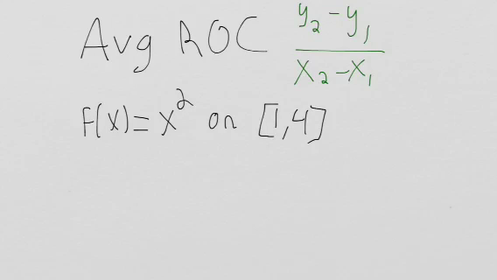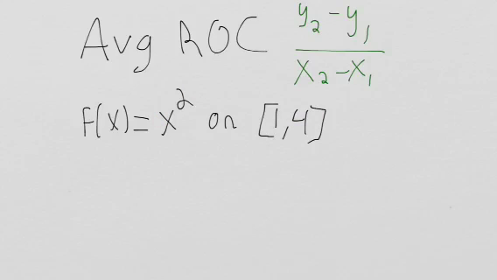Okay, today in class we reviewed average rate of change of a function. So here we have a function f of x equals x squared. And with this type of problem, it's always going to give you an interval of x values. So this is the interval from x equals 1 to x equals 4. We're trying to figure out the average slope of x squared on this interval.